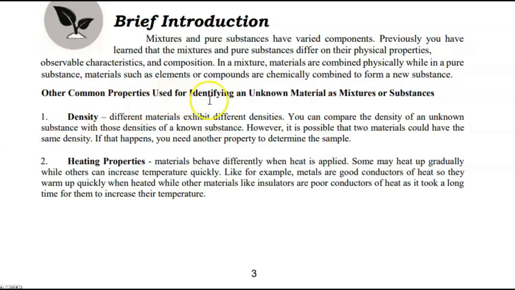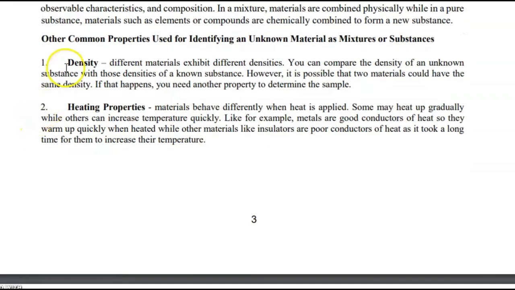Other properties used for identifying an unknown material as mixtures or substances. So these are the other properties na pwede nating pagbasihan para masabi natin na ang material ba ay mixture or substance. Number 1, we have density. Different materials exhibit different densities. You can compare the density of an unknown substance with the densities of a known substance. However, it is possible that two materials could have the same density. If that happens, you need another property to determine the sample.